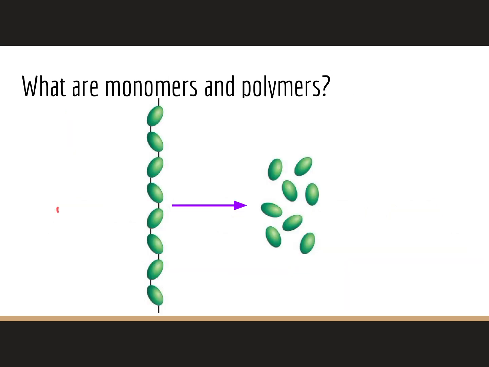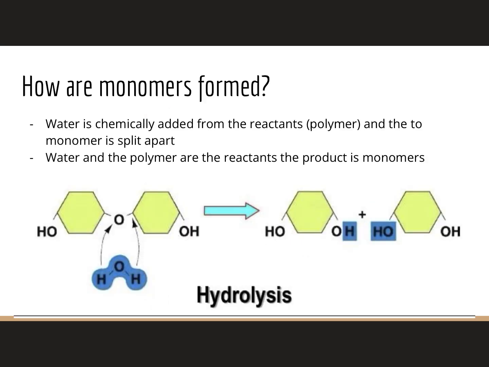But what if we have a polymer and we want this polymer to become monomers? What should we do? Well, monomers are formed by a process called hydrolysis. In hydrolysis, water is chemically added to the reactants. Remember, on this side we have our reactants, and this is our polymer. So water is chemically added, and as water is added, it breaks apart these bonds here. That water is added to that polymer, and now I have two monomers.